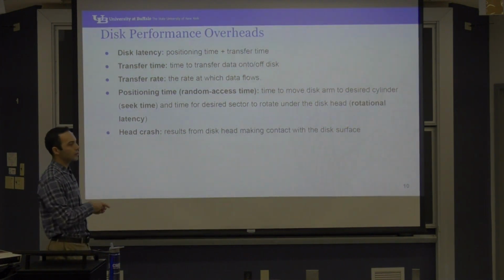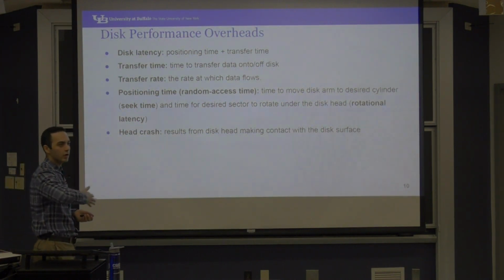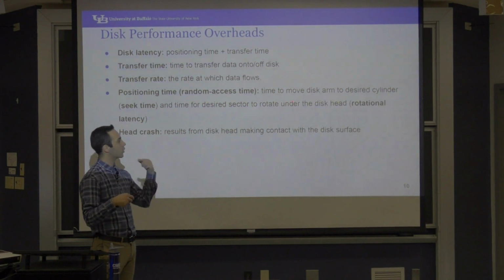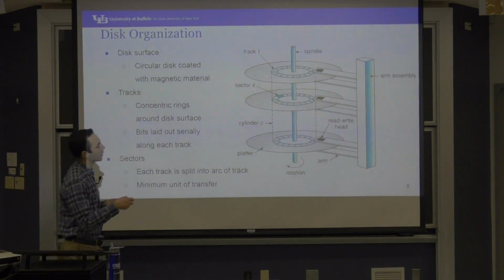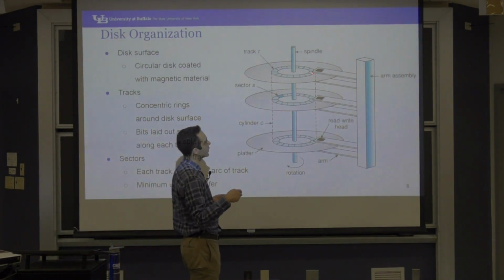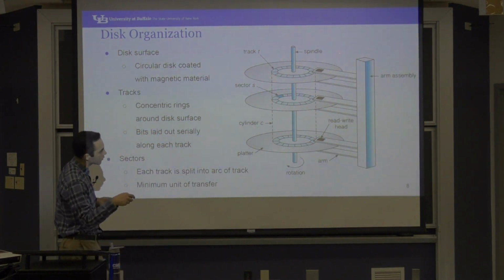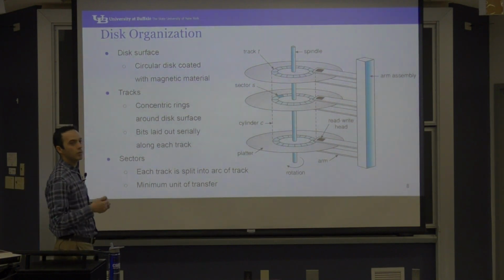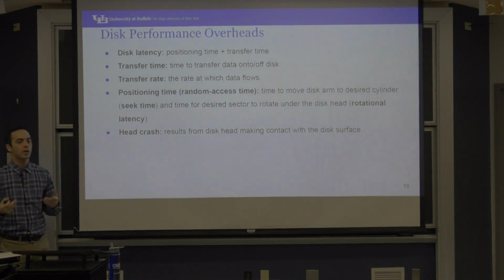One is the time to move the disk arm to the desired cylinder, which is called seek time, when the arm moves back and forth on the platter. And then the time for the desired sector to rotate under the disk head is called rotational latency. Going back to this, the arm assembly can seek from this track to this track, but it cannot read this sector here. We still need a rotational movement of the spindle to move that sector under the arm head, and that is called rotational latency. So the positioning time is combined, and it's an average.